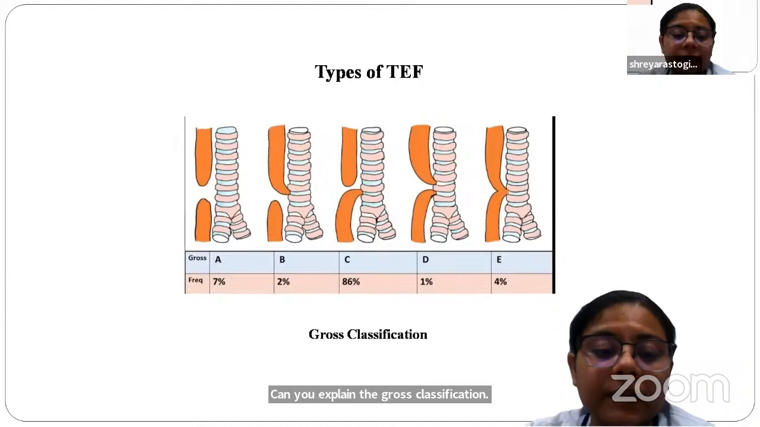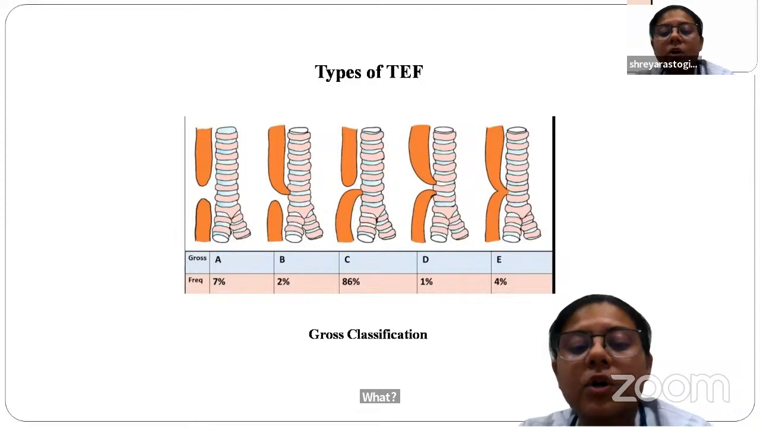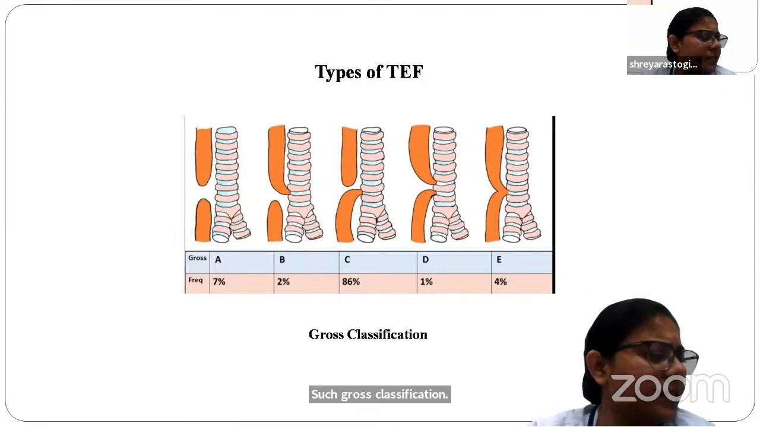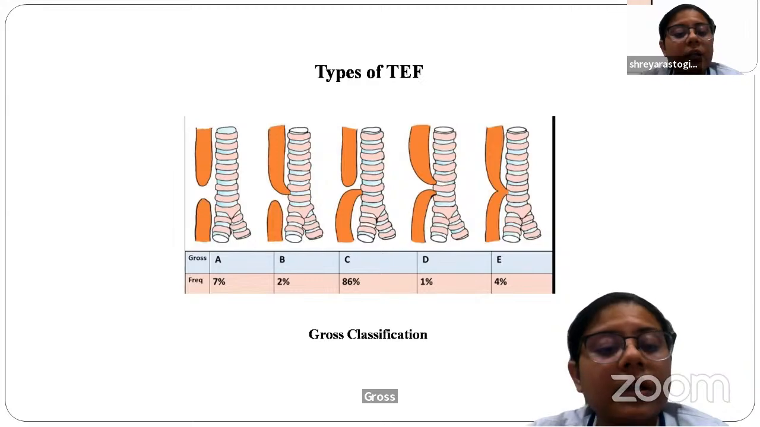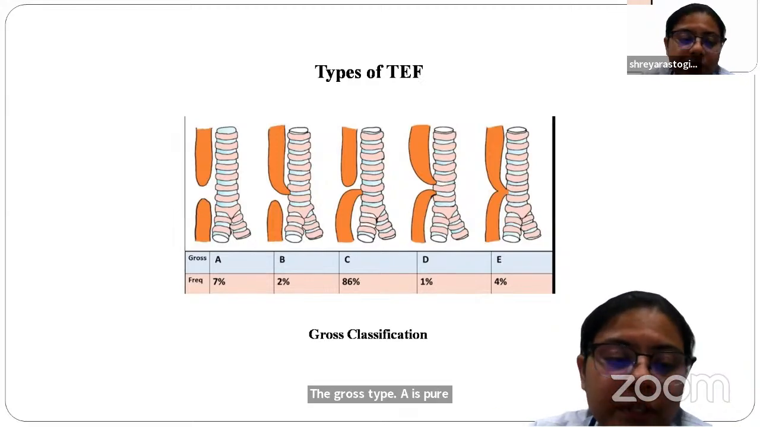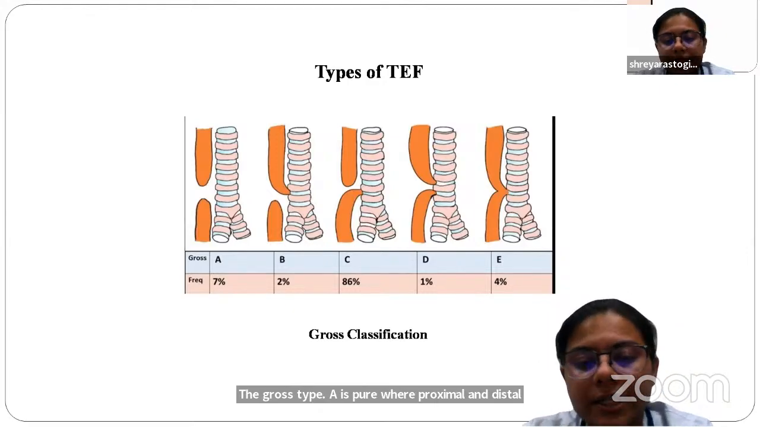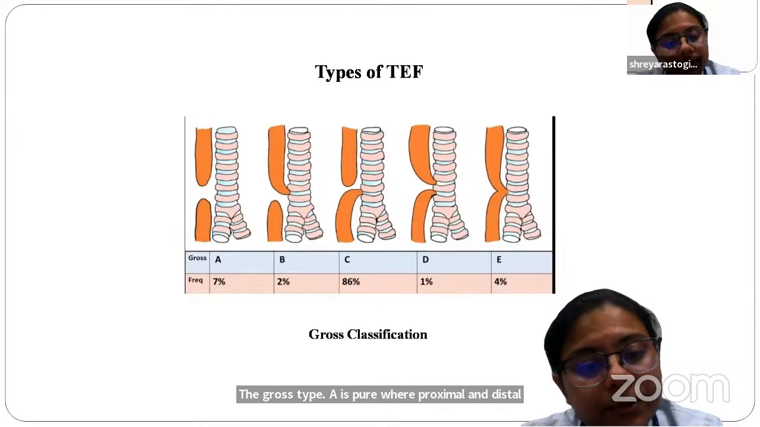Yes, sir. So gross classification divides tracheoesophageal fistula into 5 types. The gross type A is pure, where proximal and distal esophageal stumps are found. The mid segment is missing, but our respiratory system is uninvolved. It's found only 7% of the time.